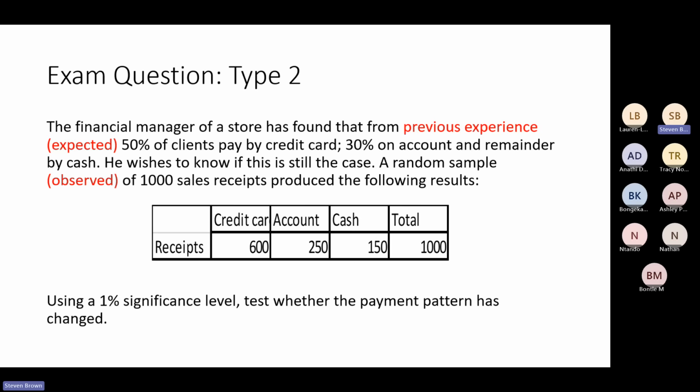So in this situation, the financial manager of a store has found that from previous experience, 50% of clients pay by credit cards, 30% on account, and the remainder by cash. He wants to know if this is still the case. So this is what they have given you, using a 1% level of significance. Now, this doesn't have the same level of calcs, but it's still.